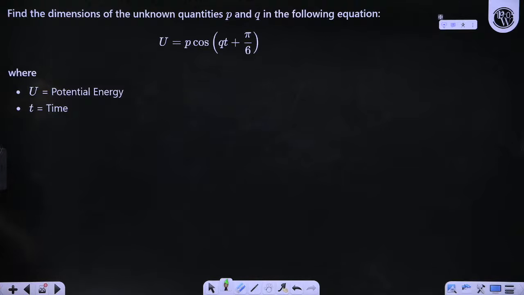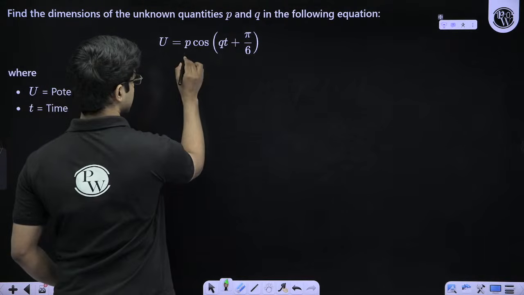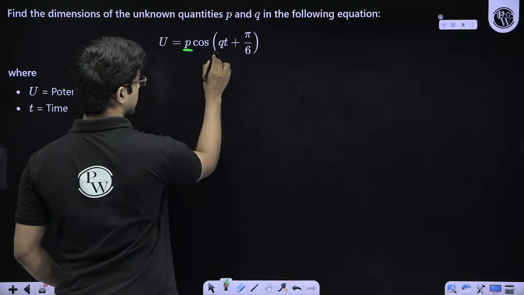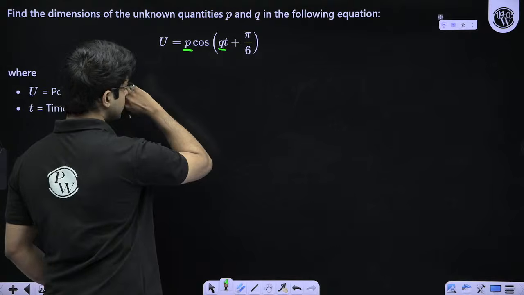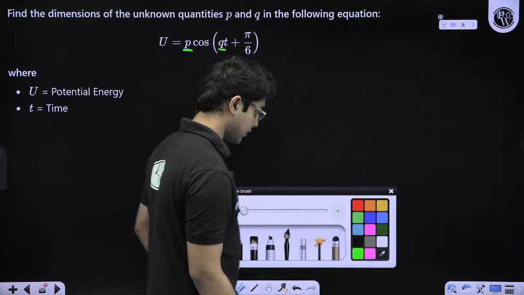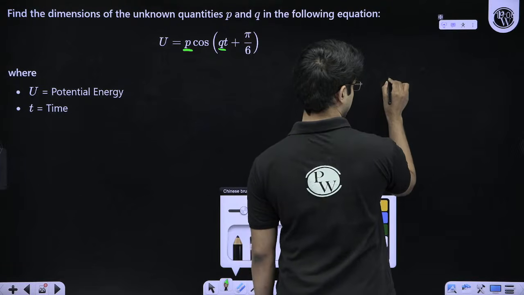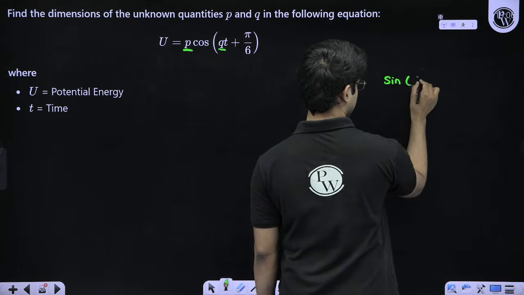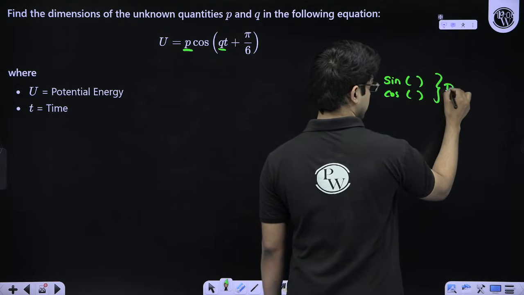So now we have another question. Here we have to find the dimension of the unknown quantities P and Q. There is a quantity P and another quantity Q, and Q is inside cos. So there is something about trigonometric functions. Whichever function that may be, sine of something, cos of something, these are dimensionless.